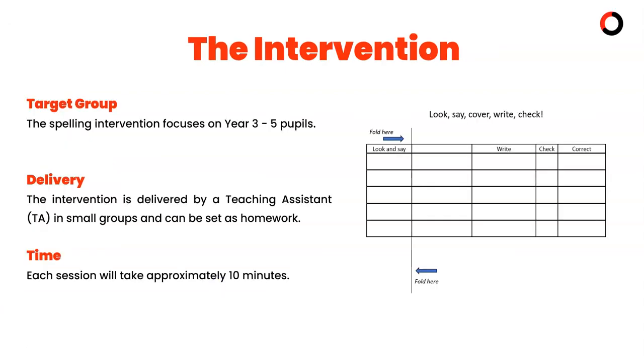The intervention. The spelling intervention focuses on year 3 to 5 pupils. It's delivered by teaching assistants in small groups, and it can be set as homework. Each session will take approximately 10 minutes, and we use the look, say, cover, write, check strategy. There's a template included in the resource folder.